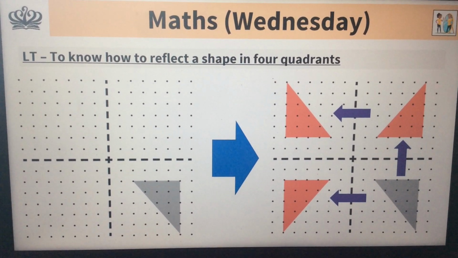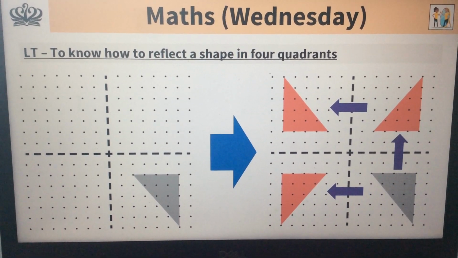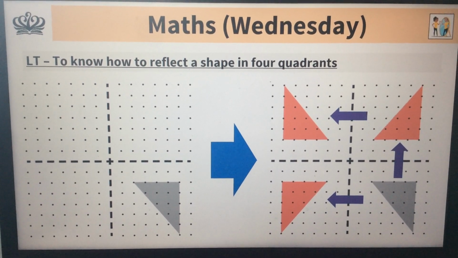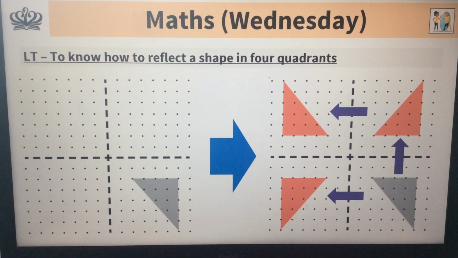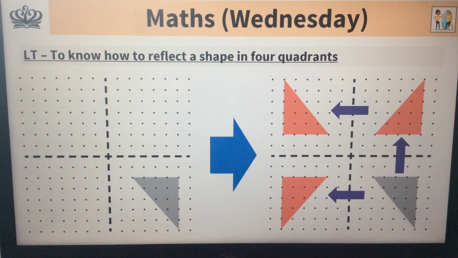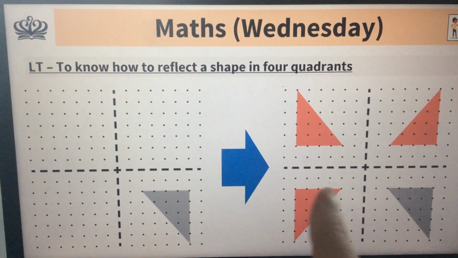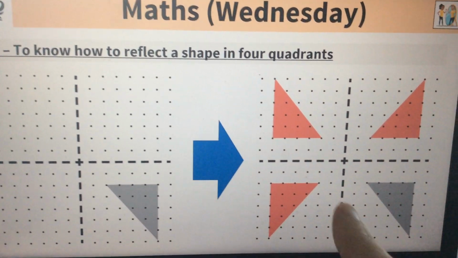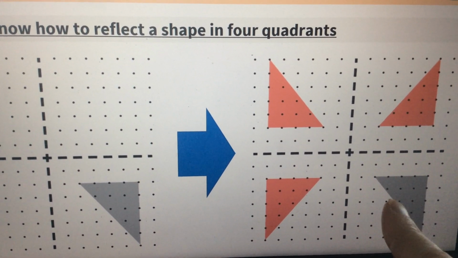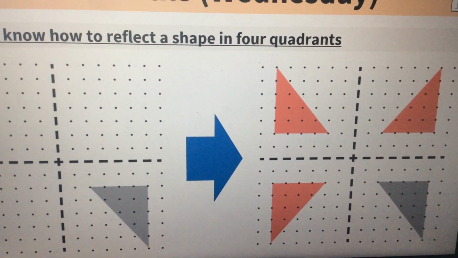Right, today we are reflecting a shape in all four quadrants. So this is a bit of an extension from what we were learning yesterday, but it's basically doing the same thing as you were doing. So if you feel confident with yesterday's learning, this shouldn't be too tricky for you today. Okay, so we are reflecting not just in two quadrants, but in four. So if we've started with this grey shape here, we want to reflect this shape into all four.